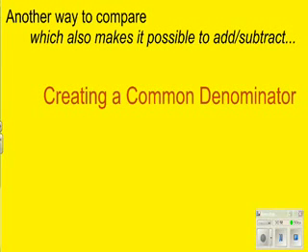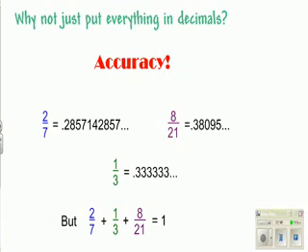Another way to compare that also makes it possible to add and subtract your fractions is creating a common denominator. And immediately when students hear common denominator, it sounds like a lot of work, and they say, why not just put everything in decimals? Well, there is a good reason for that, and that's the accuracy thing. If you look at 2/7 in your calculator, you can see it's 0.285714, and then it starts repeating this, 0.2857, and on it goes.